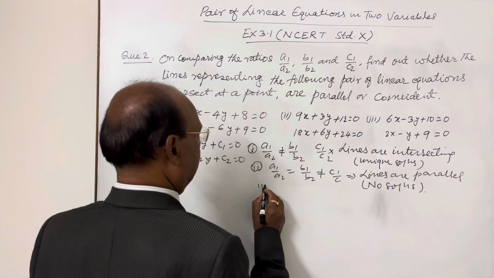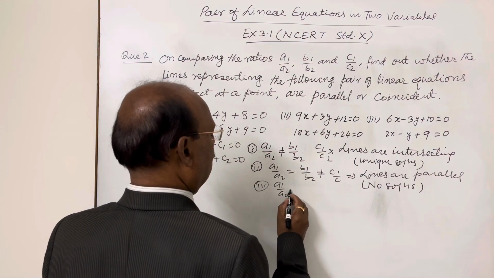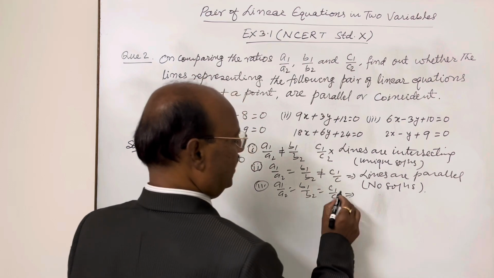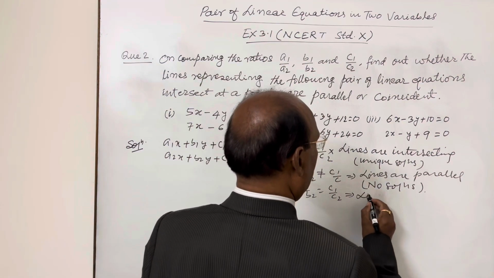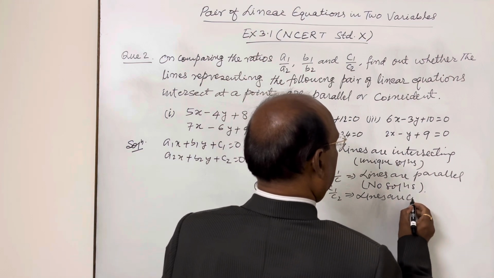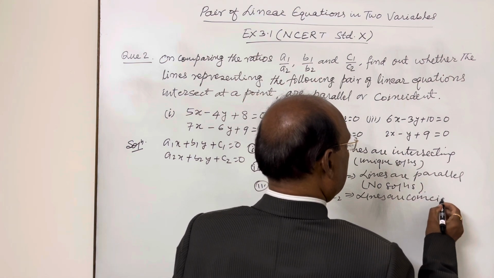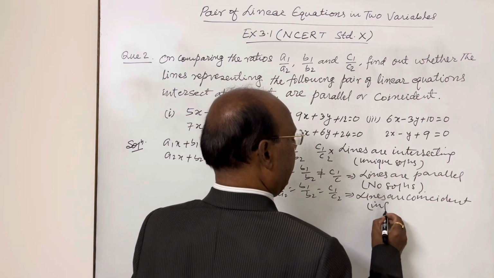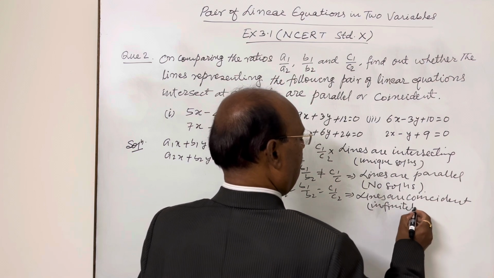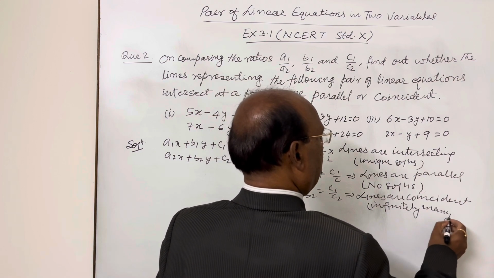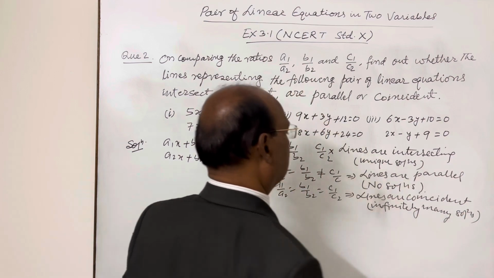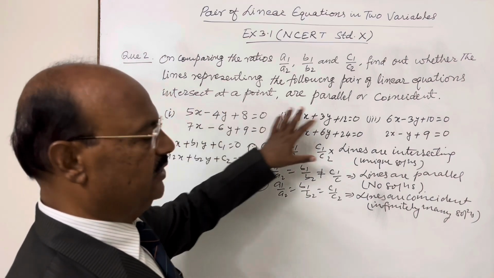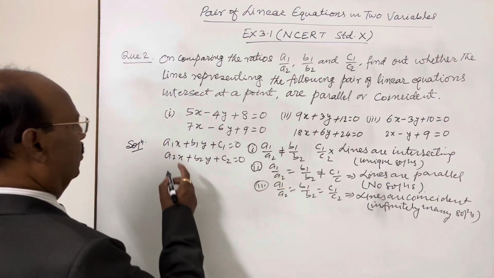And third case: when a1 by a2 is equal to b1 by b2 is equal to c1 by c2, in this case lines are coincident. Coincident means lying on each other, and in this case there are infinitely many solutions. So we are supposed to remember these three cases, and then we will be able to solve this question very easily. Let us see the solution one by one.